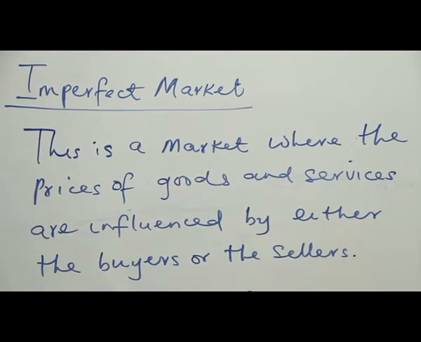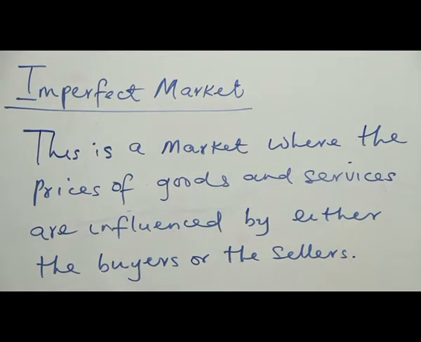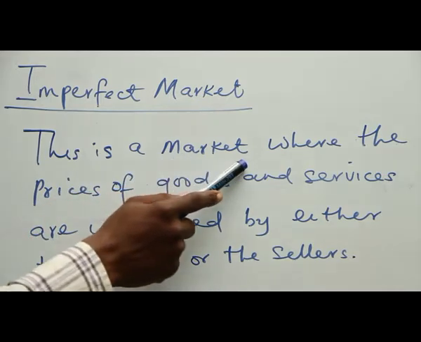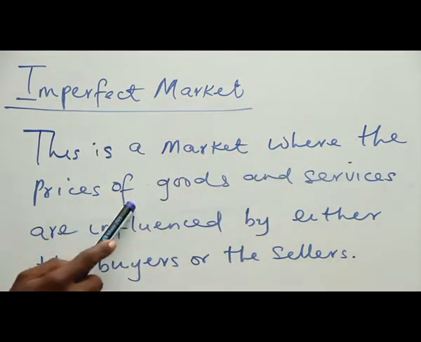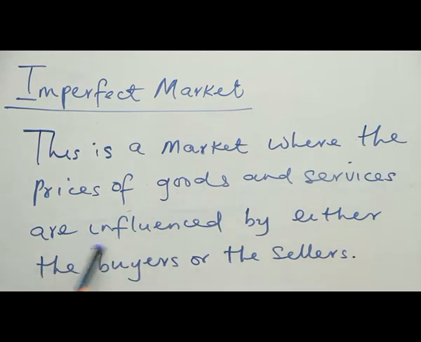Having explained the perfect market to be a market where the price is constant and no one can influence the price, either the buyer or the seller, let's look at the second type that we call the imperfect market. This is a market where the prices of goods and services are influenced by either the buyers or the sellers. That is, in this type of market, the prices of goods and services are allowed to be influenced, either by the buyer or the seller.